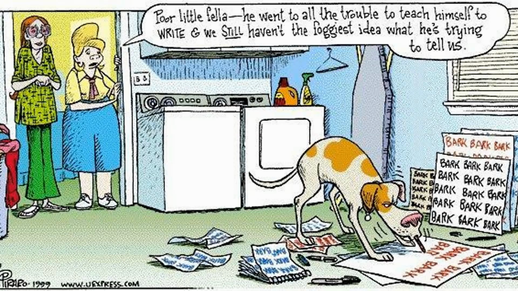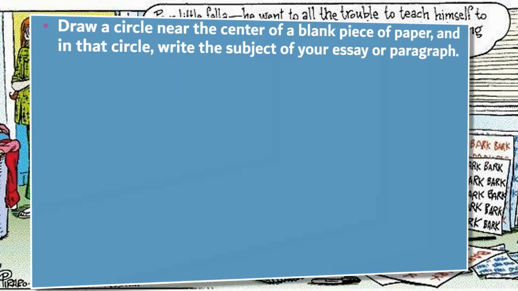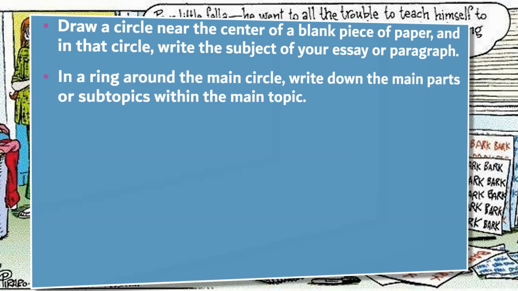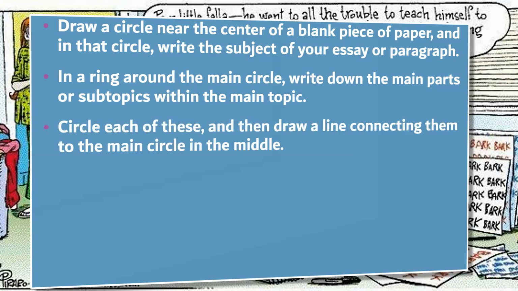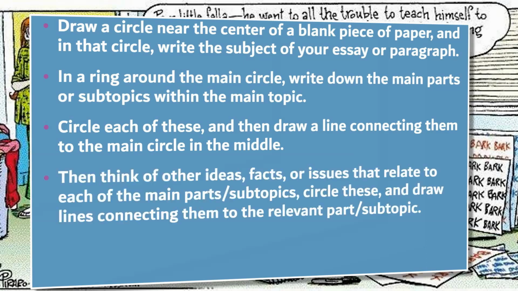As far as the procedure, you start with a piece of paper or a screen or whatever, and you draw a circle near the center of it, and in that circle, write the subject of your essay. You can also do this paragraph by paragraph if you want to, but we're talking overall form now. The next step is to, in a ring around the main circle, write down the main parts or subtopics within that big main topic. What are the big things you want to talk about? Then you will circle each of those and draw a line connecting them to the main circle in the middle.